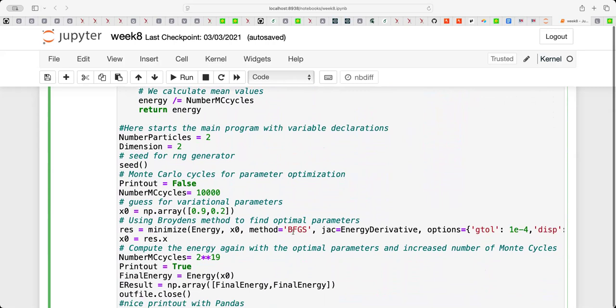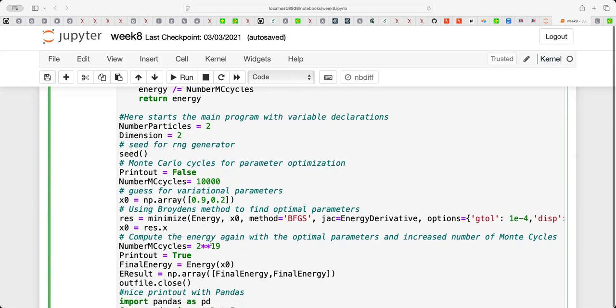And I'm implementing Broyden et al.'s method, as we discussed last week. It takes an initial value for the parameters alpha and beta. And in this case, I only have 10,000 Monte Carlo cycles. So this is what we call the cheap calculation, to find the minimum. Then, when I found the minimum, I start the production calculation.